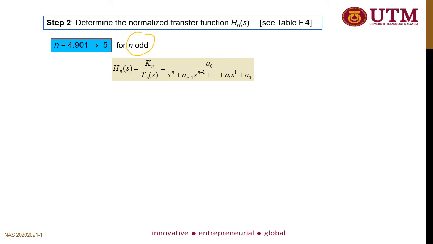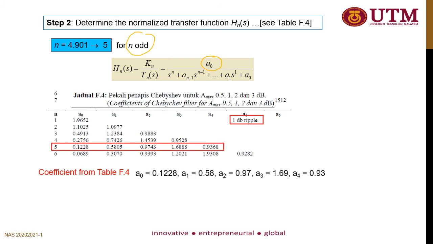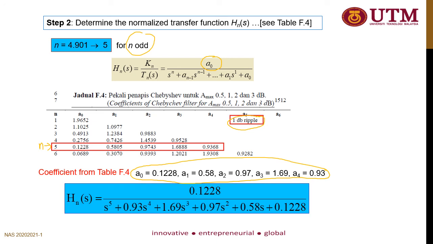When n is odd, K n equals a naught. To get the a values, you need to refer to table F.4. Don't forget to refer to the correct Amx values. In this case, your n equals 5. Please list down all the a values before you put the values into your equation.